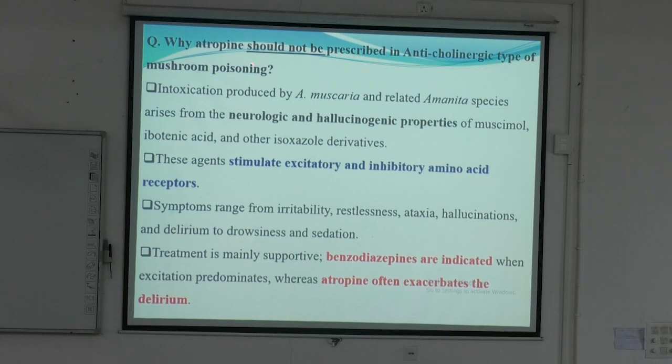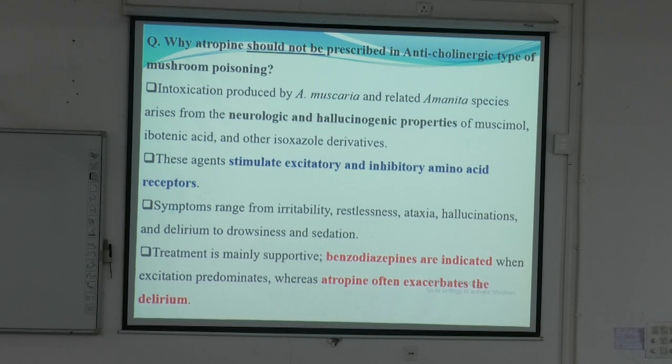Now, why should atropine not be prescribed in the anticholinergic type of mushroom poisoning? Atropine is a drug that acts just opposite of acetylcholine. Intoxication produced by Amanita muscaria and related Amanita species arises from the neurologic and hallucinogenic properties of muscimol, ibotenic acid and other isoxazole derivatives. These are the alkaloids present within the mushroom. These agents basically stimulate the excitatory and inhibitory amino acid receptors.